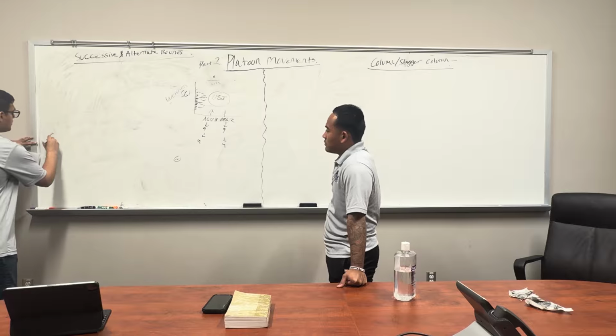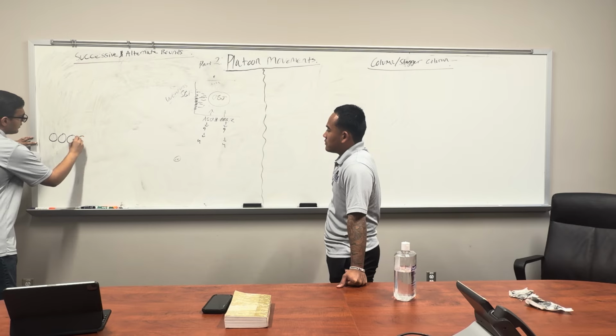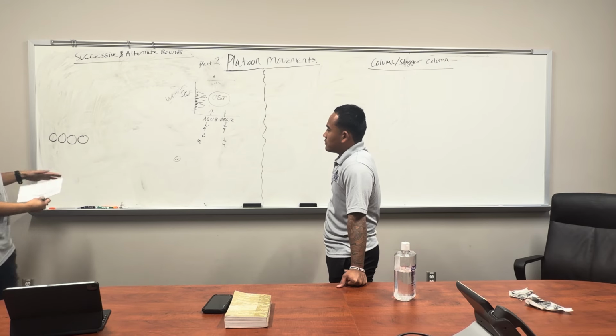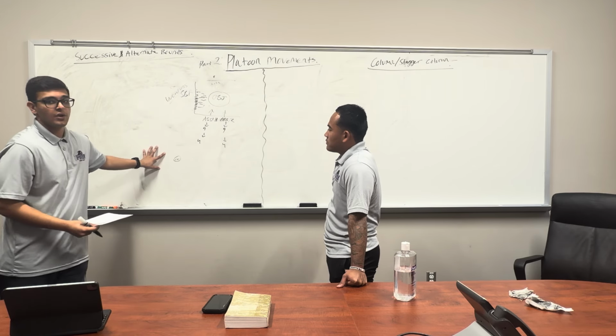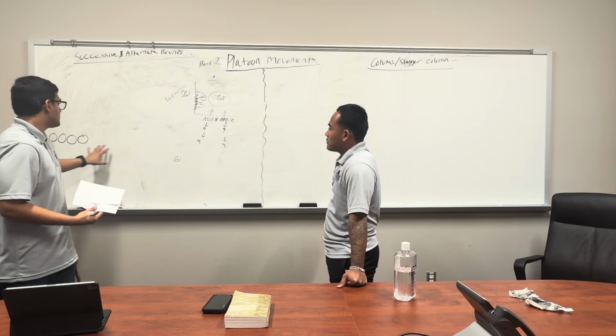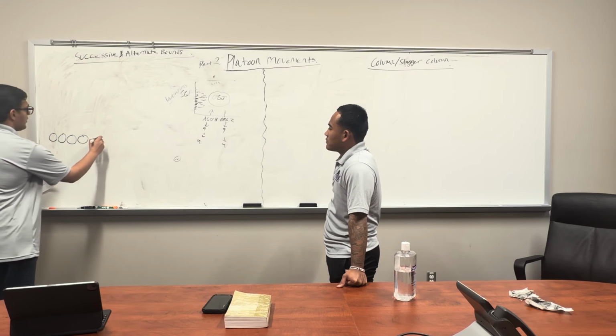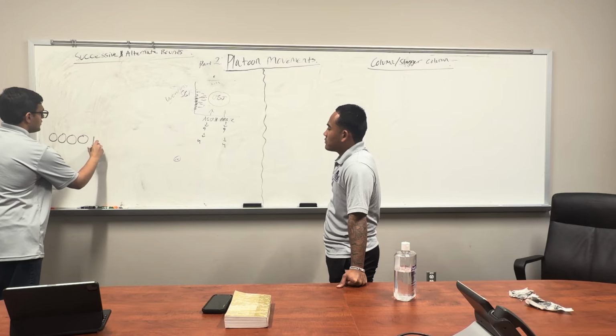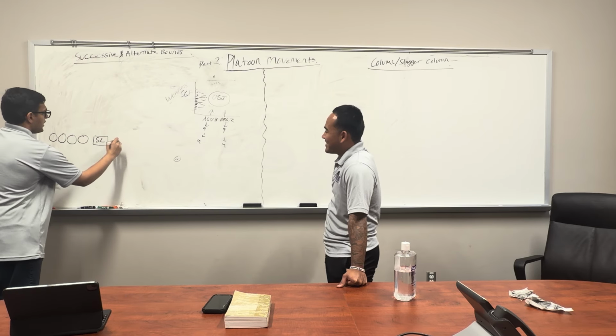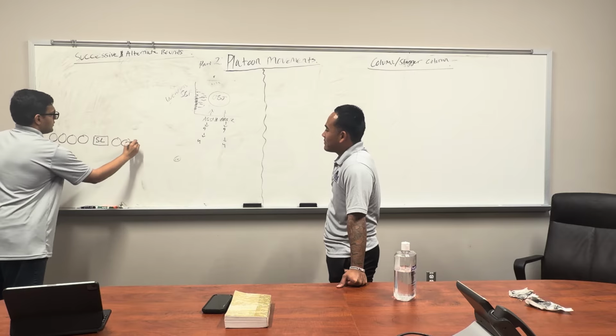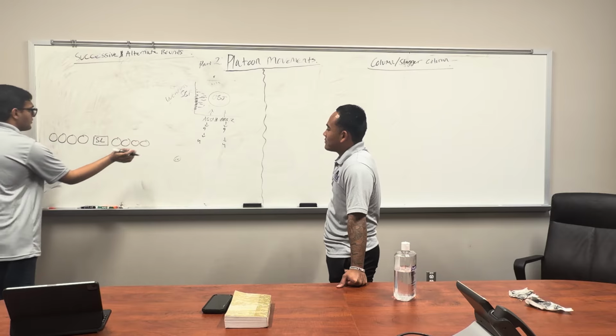I'm going to draw 1, 2, 3, 4. This will just be 1 squad. So correction, I made a mistake. This will be 1 squad. You're going to have your team leader, or sorry, I apologize, your squad leader. And then you're going to have your other team leaders, or your other teams.